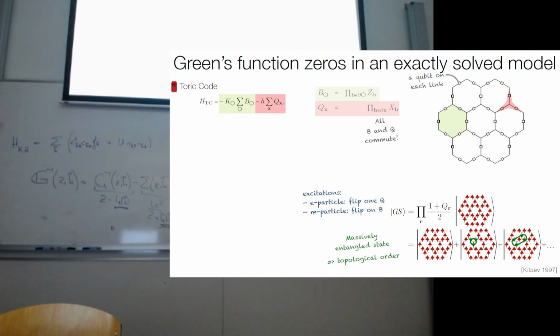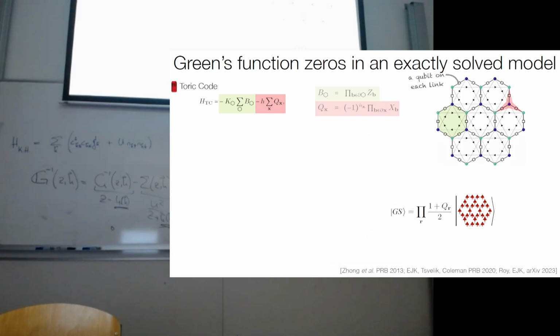This is a topologically ordered state, and there are two types of excitations: e particles and m particles. Their energy in this notation here is: e particle has energy 2h, and m particle has energy 2k. We will not need these m particles at all. The e particles will be important, but we can send k to infinity. So in everything that I say, k is essentially infinity.